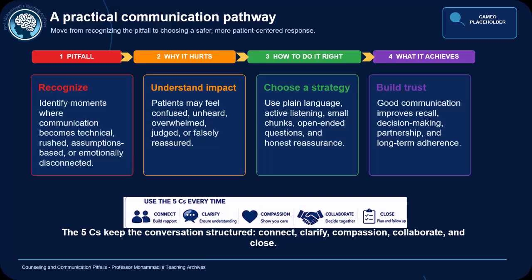The 5 C's: connect, clarify, compassion, collaborate, and close help keep every clinical conversation structured and patient-centered.